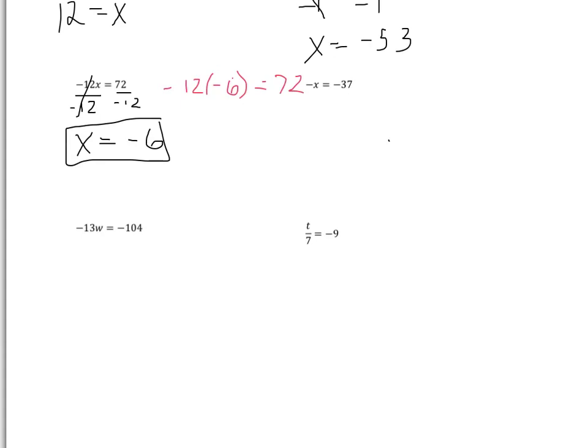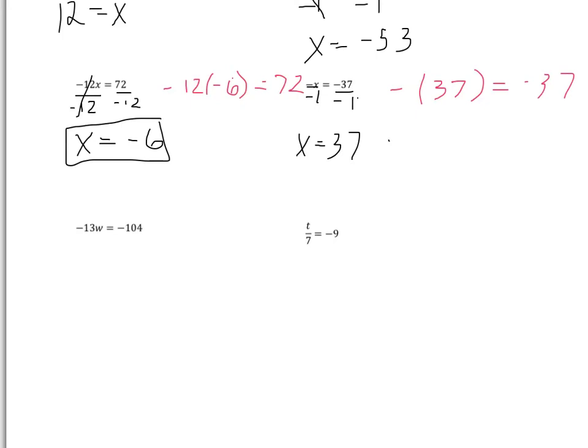So over here with this negative x equals negative 37, negative x is negative 1 times x, so we're going to divide by negative 1, divide by negative 1. So negative x divided by negative 1 is just x. Negative 37 divided by negative 1 is a positive 37. So we do that. Do a little check. Negative negative 37 equals negative 37? And I'm thinking that that in fact is the case.